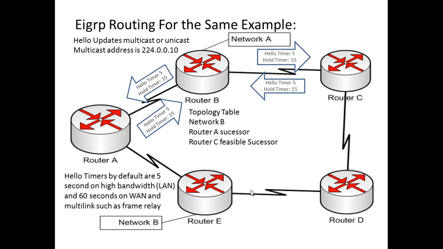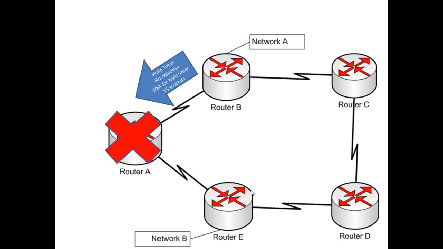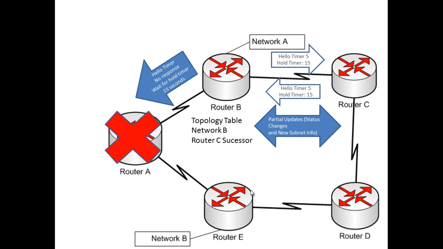Okay, now let's see the same example. If router A fails on EIGRP, we'll find the hello timer is sent and no acknowledgement was received, so it will wait for the hold timer, which is the 15 seconds, and then the topology table changes and router C will be its successor, and then we have the partial updates or status changes. If there are new updates as router A is failing, it sends only the partial update to router C that router A is not a valid route.